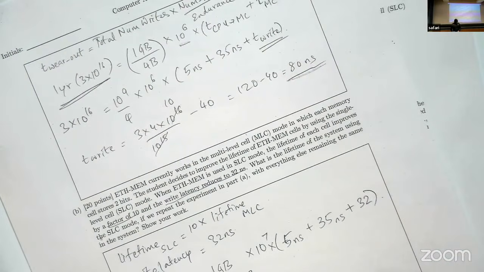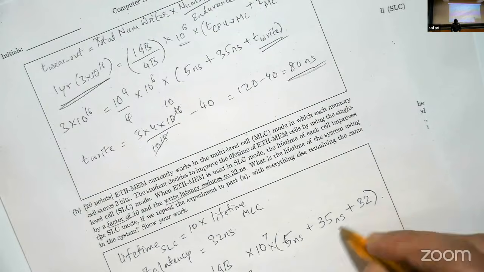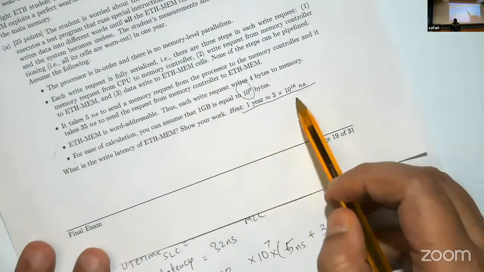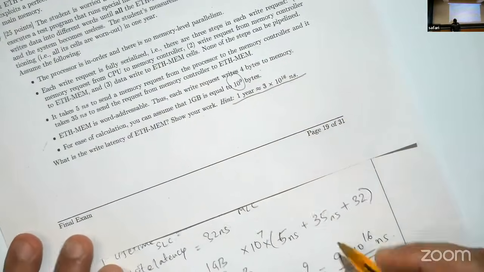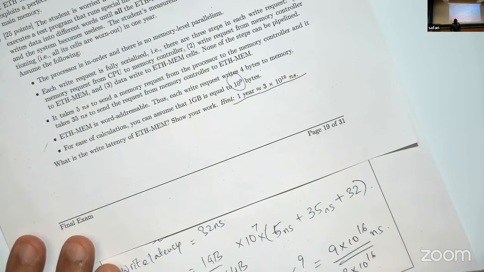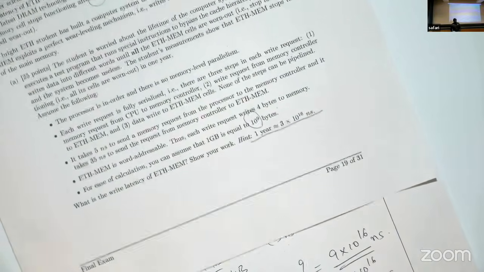So this is 10 to the power 9 into 10 to the power 7 divided by 8 into, how much is this? 40 plus 32, 72. This is 9. So 9 into 10 to the power 16. This is in terms of nanoseconds, but we also provide the hint that each year takes around 3 into 10 to the power 16 nanoseconds. So if you divide it, it's approximately 3 years. That's pretty much the solution for this question.